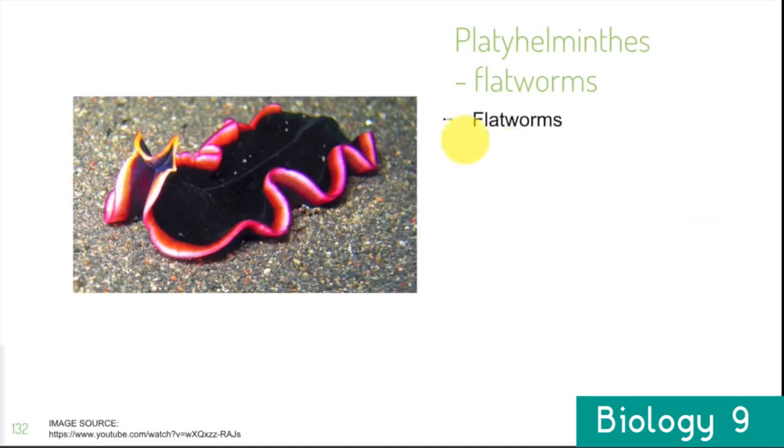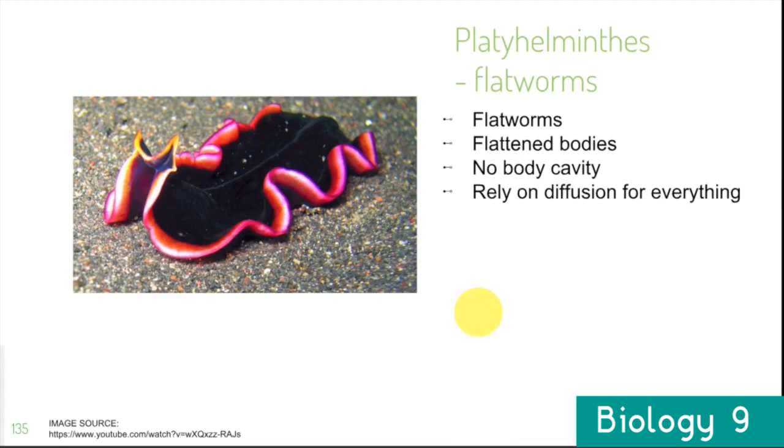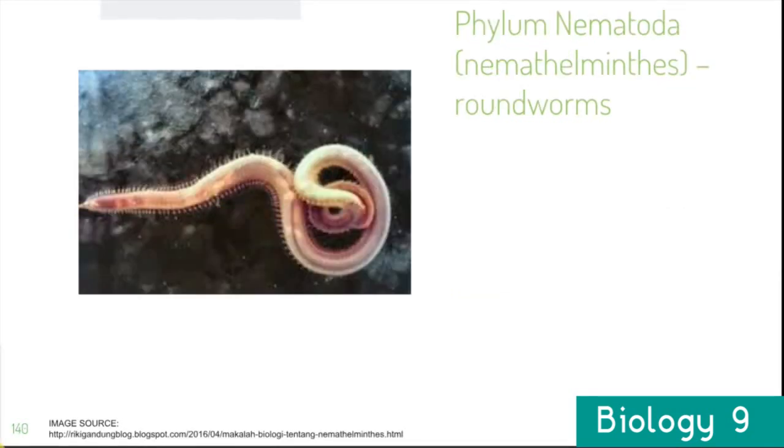So these are the flatworms, Platyhelminthes, flattened bodies, no body cavity in there. That's really important to recognize about these, because they've got diffusion, which they rely on for everything. And they're hermaphrodites too, so they possess both male and female.